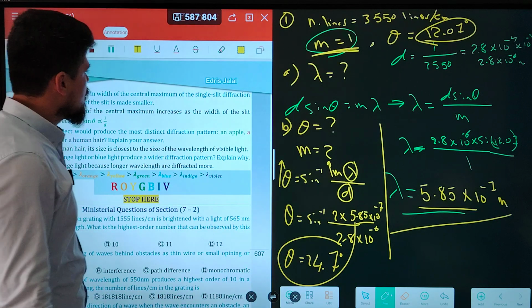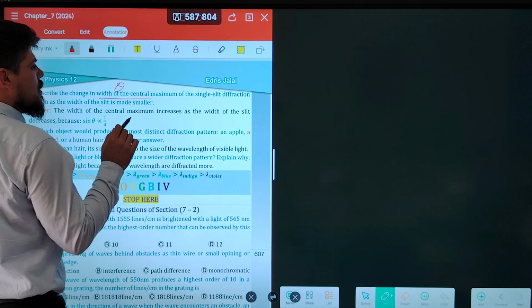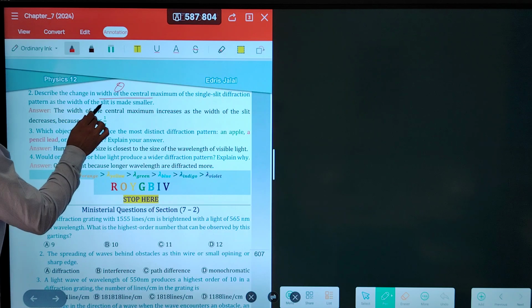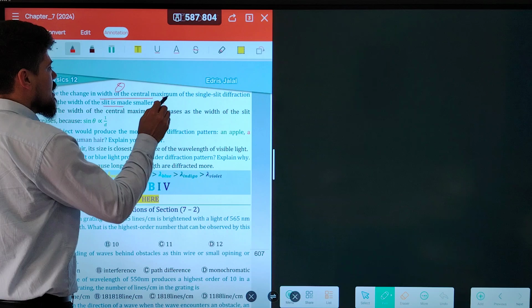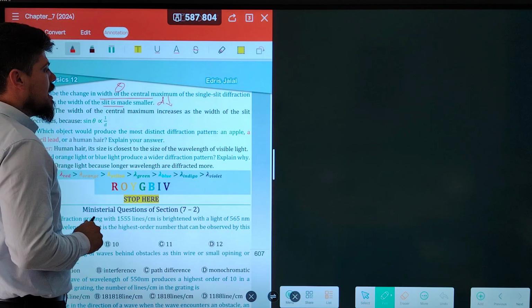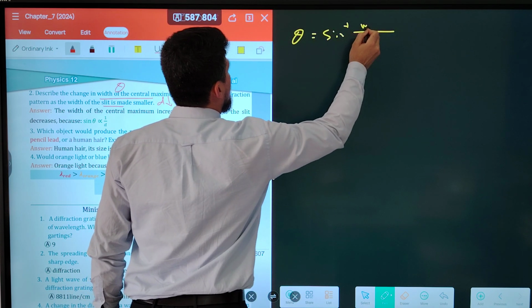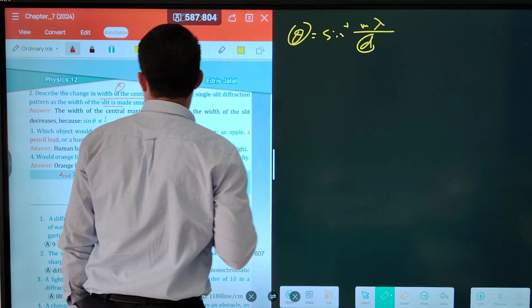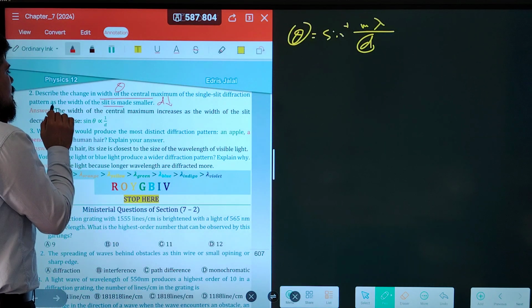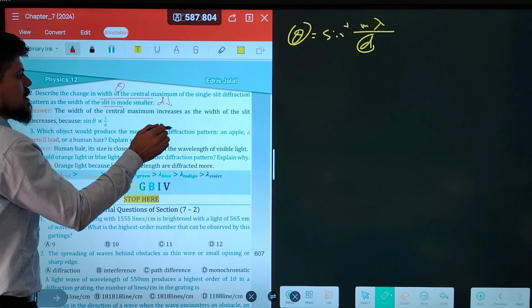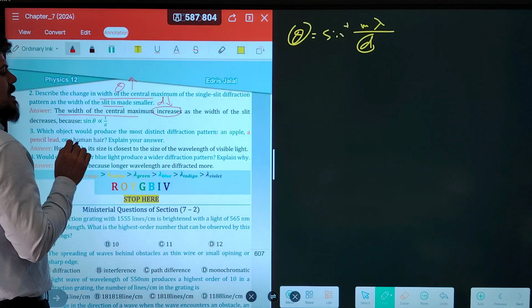Describe the change in width of the central maxima of a single slit diffraction pattern as the width of the slit is made smaller. It means that d gets less. Because theta is equal to sine inverse m lambda over d, theta is inversely proportional to d. When d is decreased, theta must be increased. The width of the central maximum increases.